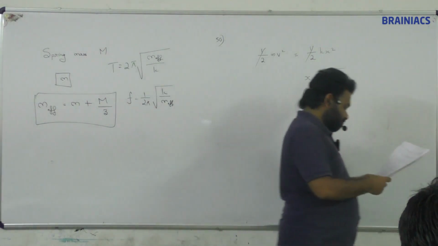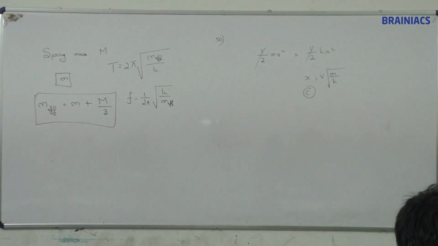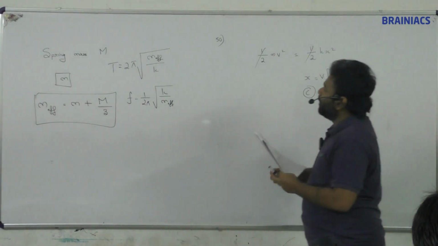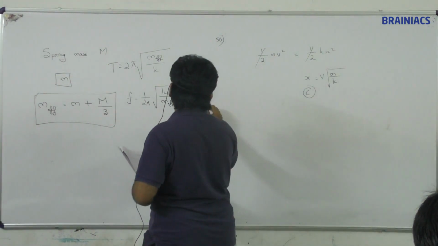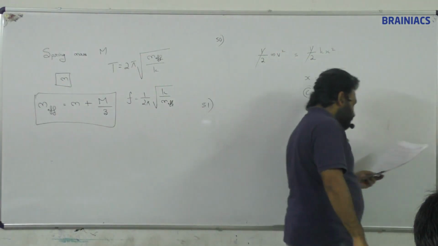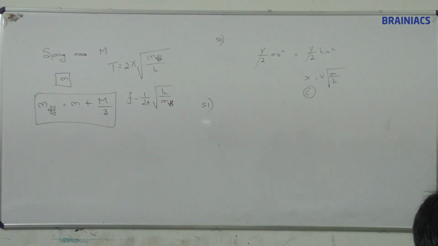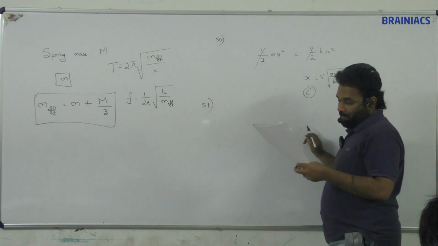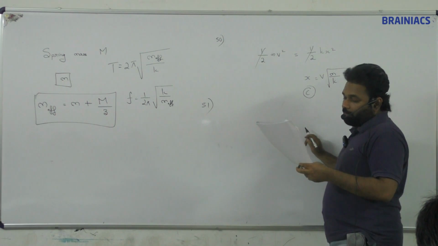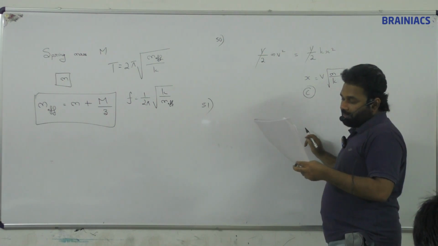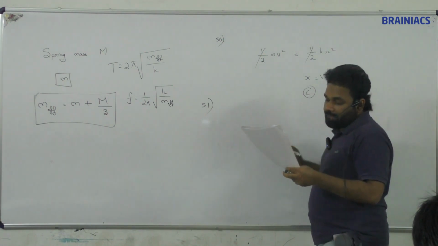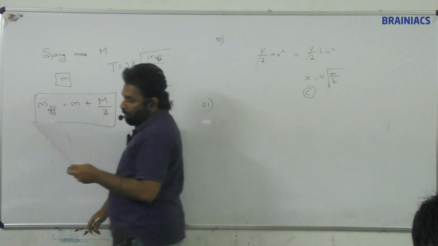Next question, question number 51. A block is placed on a frictionless horizontal table. The mass of the block is m. Springs of force constants k1 and k2 are attached on either side. If the block is displaced a little and left to oscillate, the angular frequency of the oscillation will be.